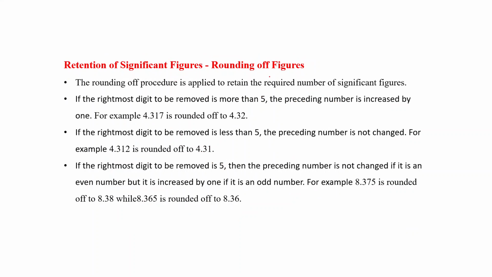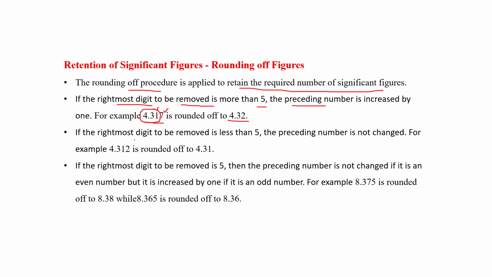Retention of significant figures, rounding of figures. The rounding off procedure is applied to retain the required number of significant figures. If the rightmost digit to be removed is more than 5, the preceding number is increased by 1. For example, 4.317. Now, in this case, we have to round to 3 significant figures. That's why we have to write the number as 4.31, but the last digit is 7. This is more than 5. That's why this is increased by 1 and this will become 4.32.